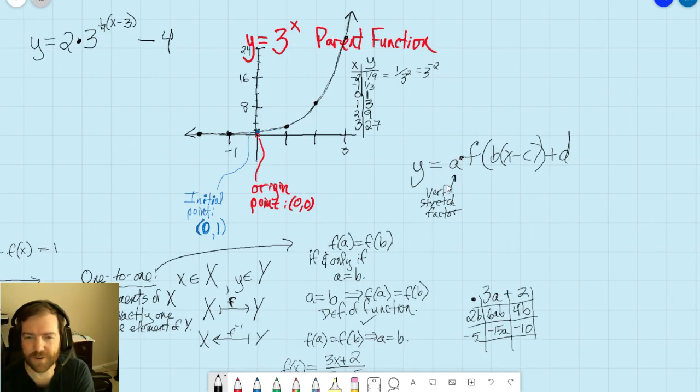All right, so a is the vertical stretch factor. So whatever, and this is the thing, the distances, I always stress this.